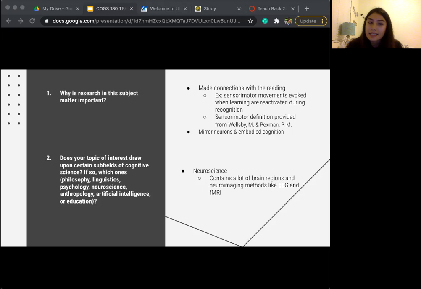With that being said, I think it is really important to study mirror neurons because research can provide more insight on the development of language as well as action, music, and a variety of different things. Does your topic draw interest upon certain subfields of cognitive science? Yes, neuroscience, because it involves a lot of subcortical and different regions involved in mirror neurons itself, and all of these papers involved brain regions as well as diverse neuroimaging methods. For example, the first paper used EEG, and this last paper on autism spectrum disorder used functional MRI.